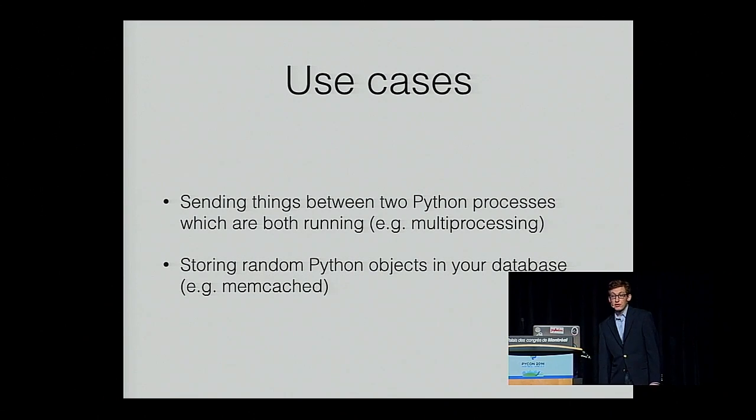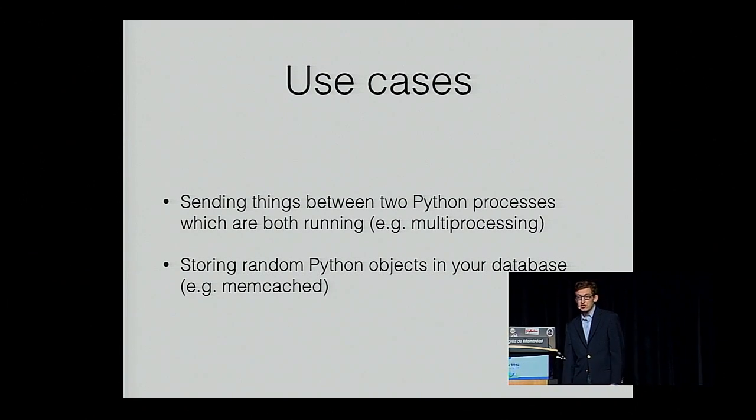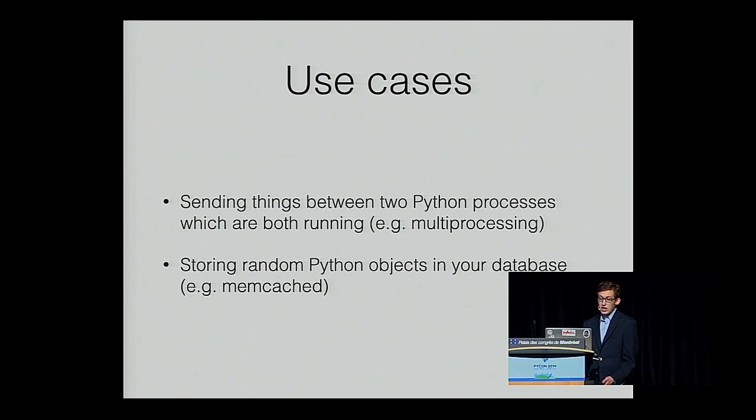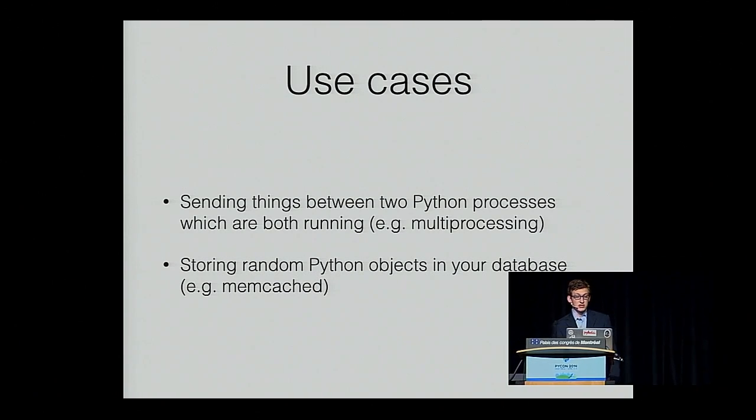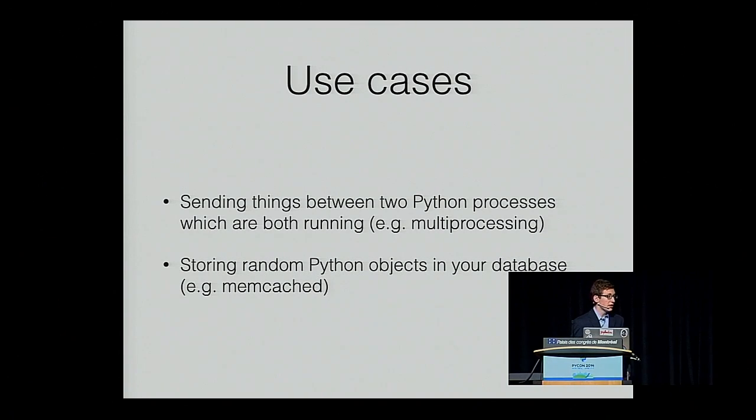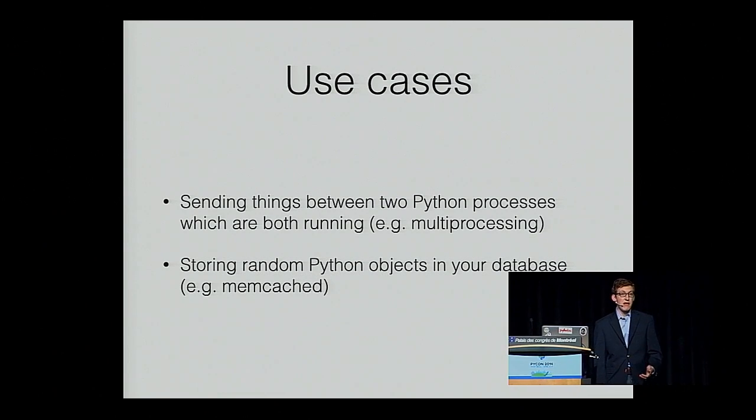You might also use it for storing random Python objects in your database. For example, if you were here in the session right before me about memcached, you might have heard about how most of the standard memcached libraries for Python will pickle Python objects, so you can store basically whatever objects you like in your memcached instance. It sounds pretty cool. We can all sort of see the appeal of being able to store, persist, and then get back our objects later in some different Python process, perhaps days later.